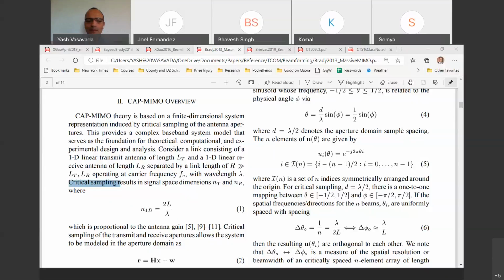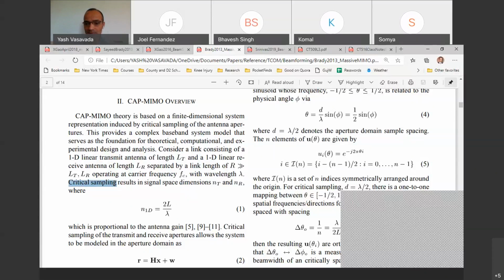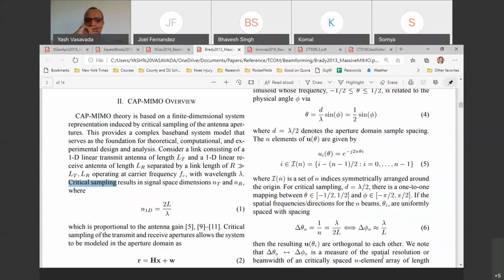Yes, sir. Does this equation 1 remind you of something? Even this wording critical sampling also gives you a hint. Relation between C, lambda, and F.